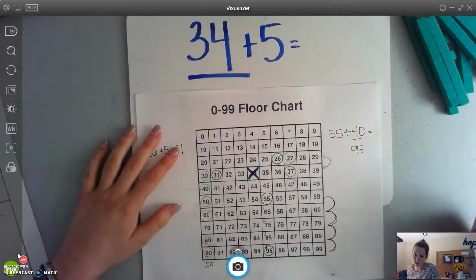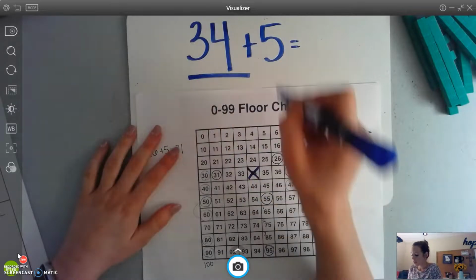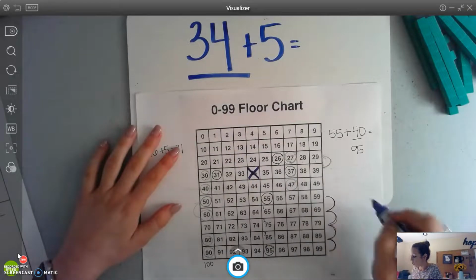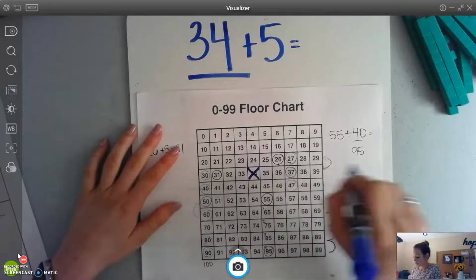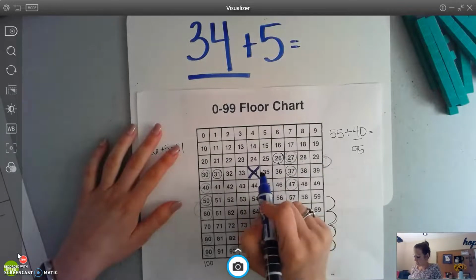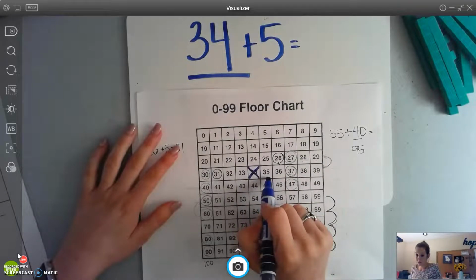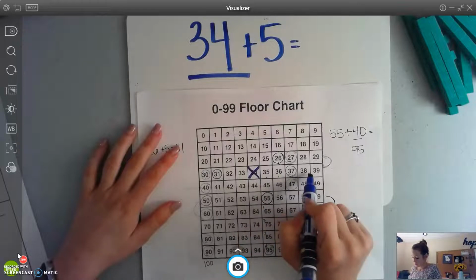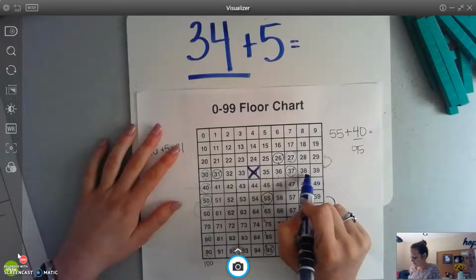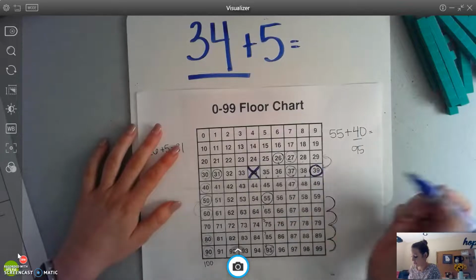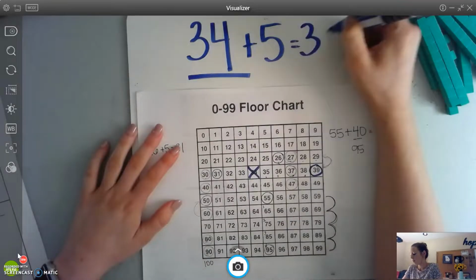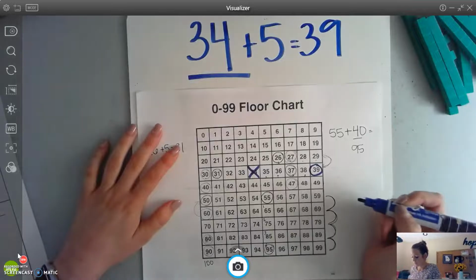So I'm just going to cross it out. We got 34 plus 5. So instead of going down whole rows, you're just going to count out ones. So you're going to count by 5. Start with the number next to 34. 1, 2, 3, 4. Wait, 5, excuse me. 1, 2, 3, 4, 5. And 39 is your answer. So 34 plus 5 is 39.